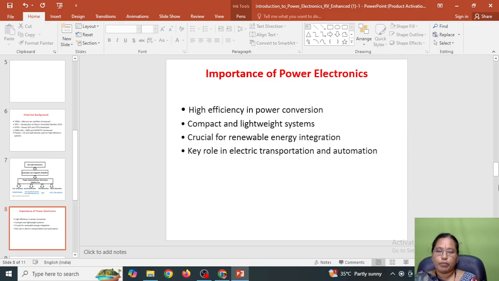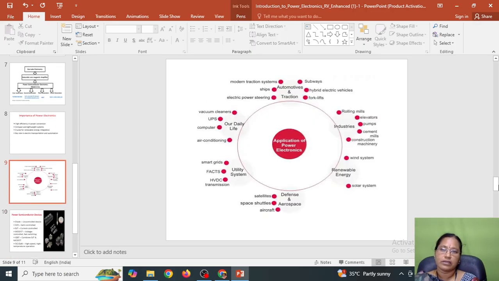The importance of power electronics: it is mainly used for power conversion in high efficiency, compact and lightweight systems. It is also crucial for renewable energy and microgrid integration. It also plays a key role in electric transportation and automation.